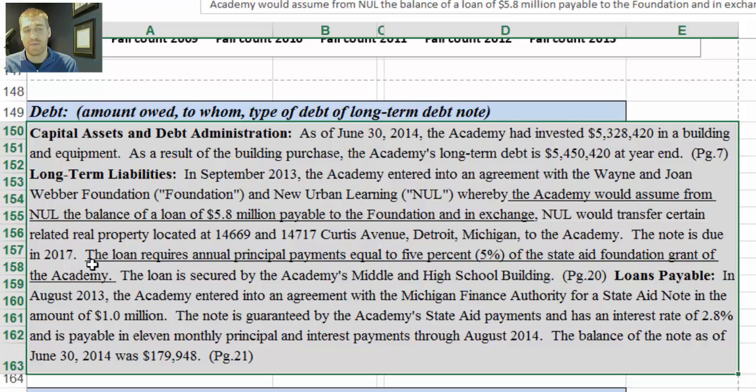So this is where that payment per square footage calculation came from. The loan requires annual principal payments equal to 5% of the state aid foundation grant of the Academy. So that's why that calculation was done that way. There's no payment schedule on the audit, and there's no amount that was expended on the audit except for the capital outlay, but that's the total amount.